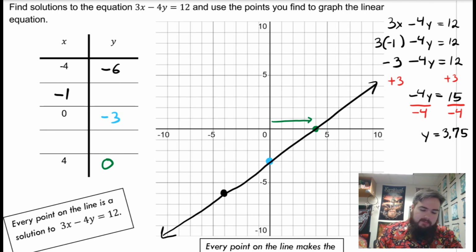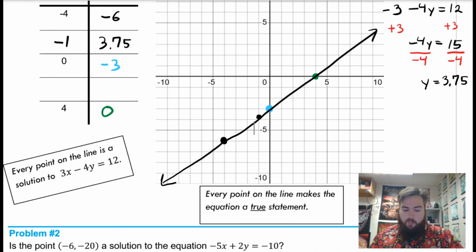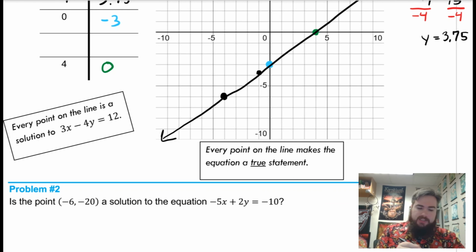If we try to graph that, we can check that out. -1 would mean go back 1 on the x-axis, and then -3.75 would mean go down 3 and about 3/4 of the way to -4. So that would give me a point about here, which should exist on the line that we already have graphed. Let's look at one more problem. This will concern a different equation.